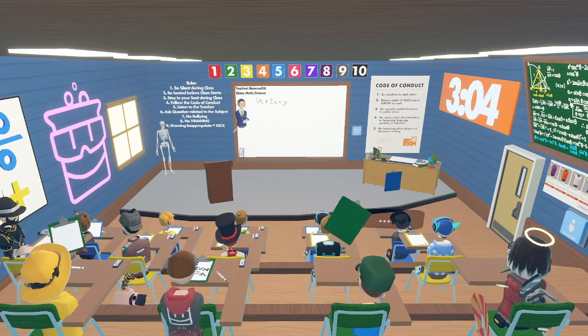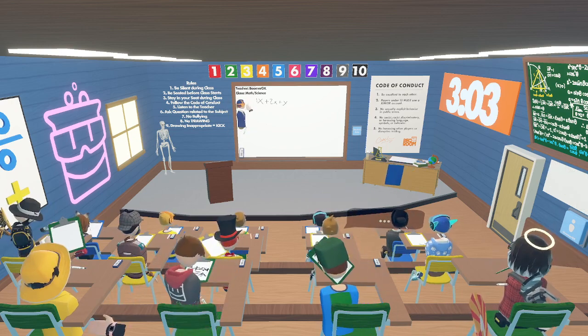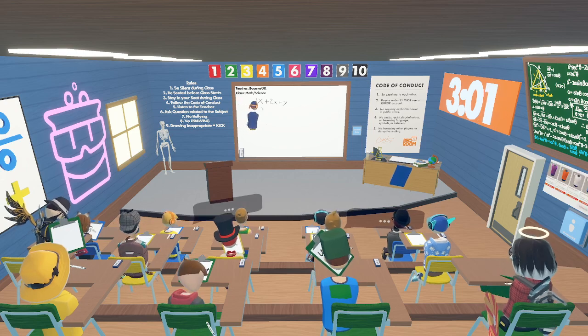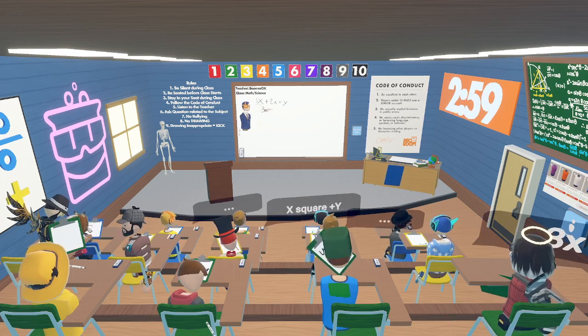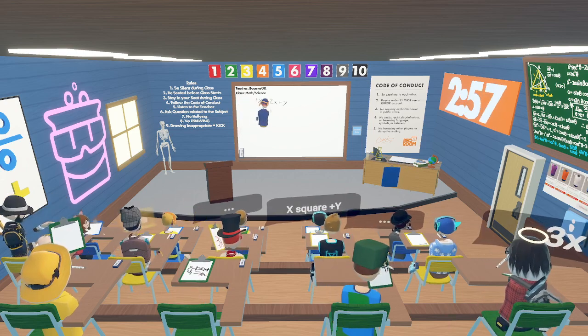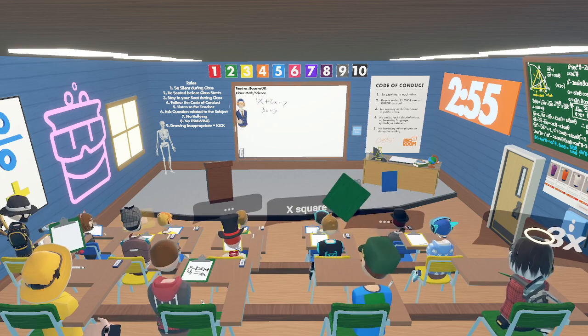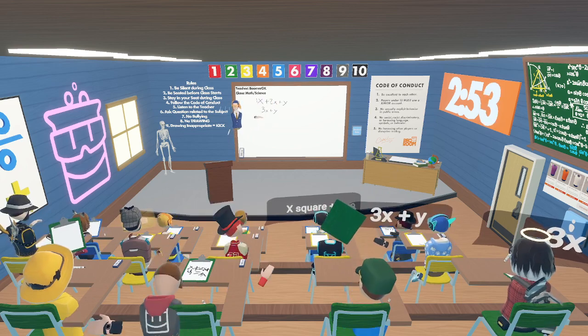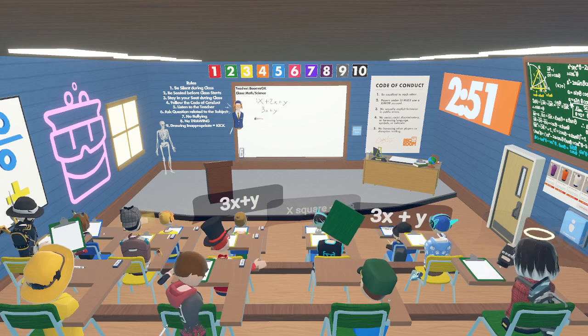We're going to ignore the y momentarily. We're going to add the x's together. 1x plus 2x is 3x. And since there's nothing being added to y, you're going to add y to the other side. So your answer will be 3x plus y. Does that make sense? Yes?